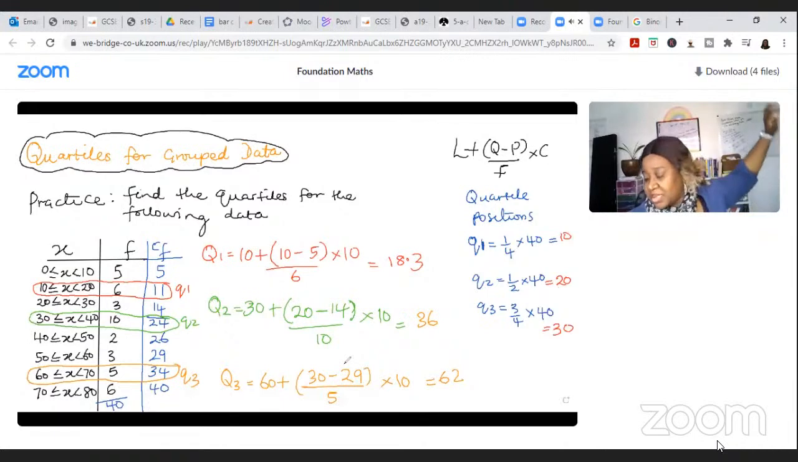So guys, that's how we do quartiles for grouped data. I'm just going to make sure that we can do the interquartile range for grouped data, because I think we got some crazy questions. We still have some time. Let me clear all my drawings.